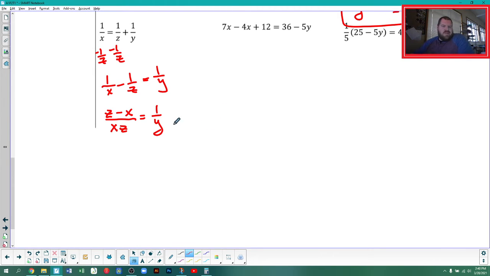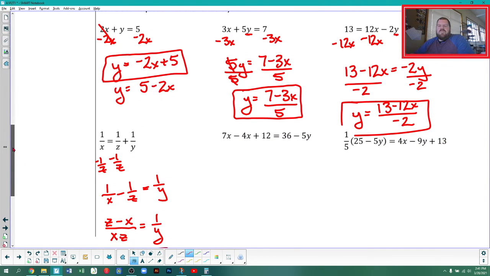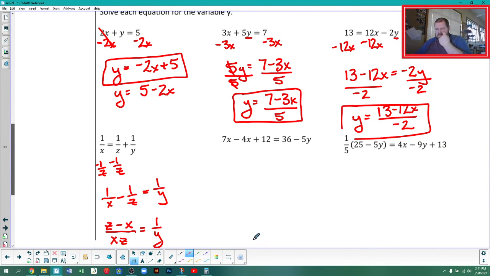Again, I almost hate that this one's on there. Now it turns out that I can flip these over. Okay? So I can say xz over z minus x is equal to this one flipped over, which is y. That's an ugly problem. Do me a favor, pause the video, and do these other two. They're not as bad. They're more like the ones from up above. Okay? So pause the video and give that a shot.